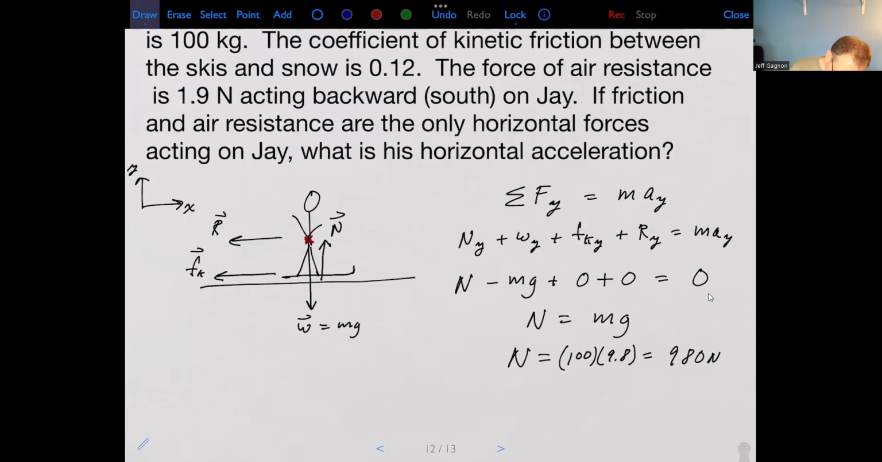We can also calculate the magnitude of the kinetic frictional force now, because remember, we know that Fk is mu k times N. And mu k we were given as 0.12. The normal force we now know is 980. So this tells us that the magnitude of that kinetic frictional force is 98.0 newtons.